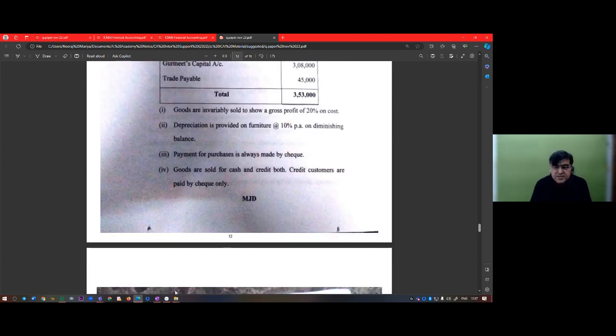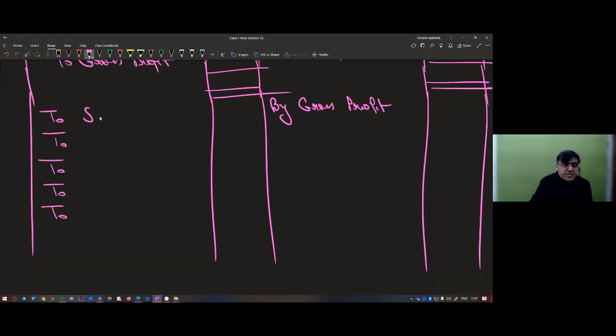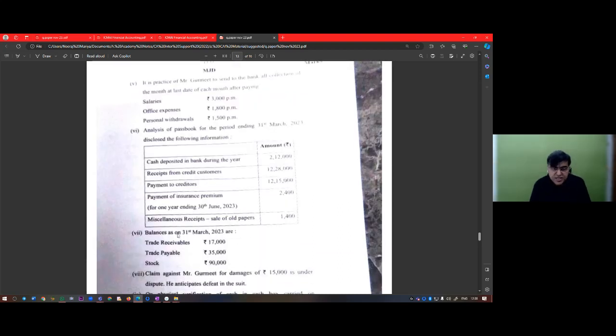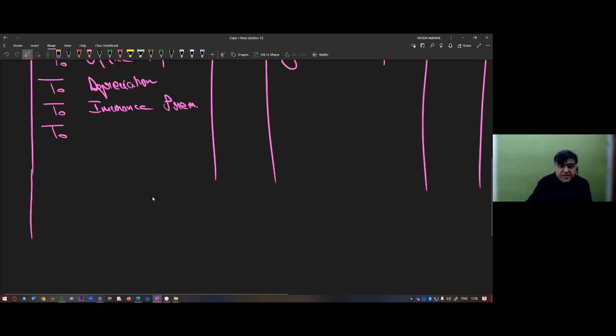The names of the expenses, hurriedly: depreciation, salaries, office expenses, petty expenses, insurance premium, by miscellaneous receipts, and one to three expenses more at maximum.